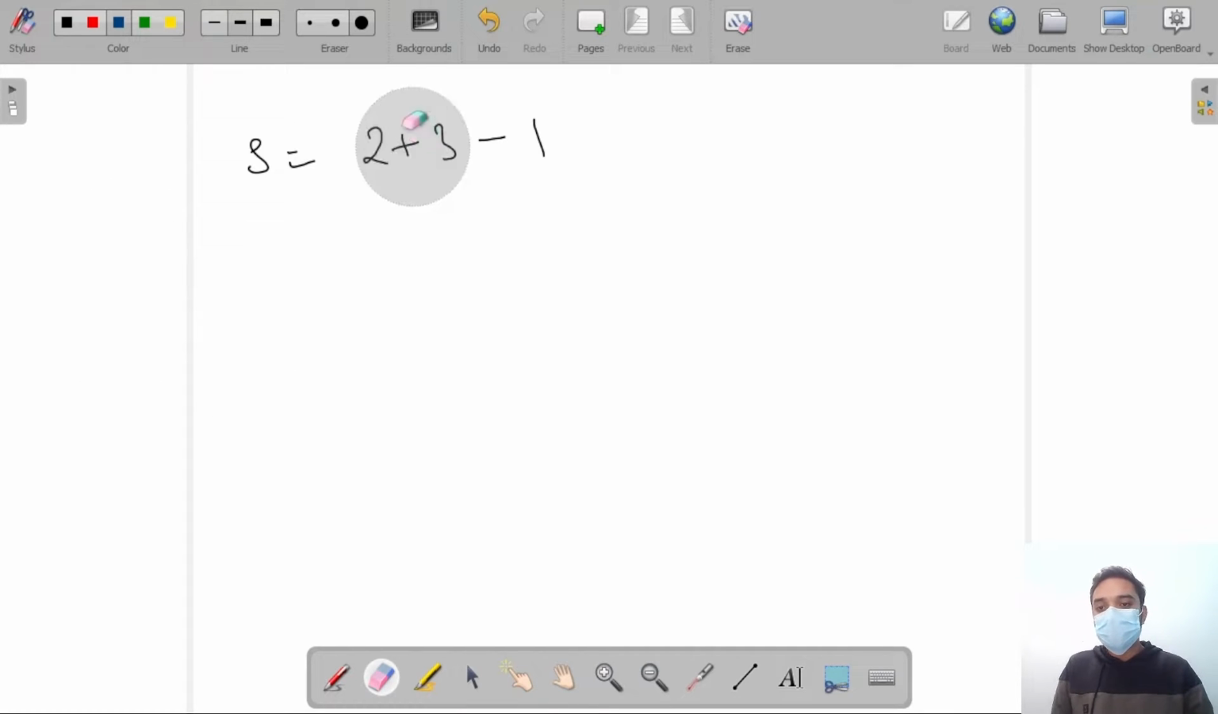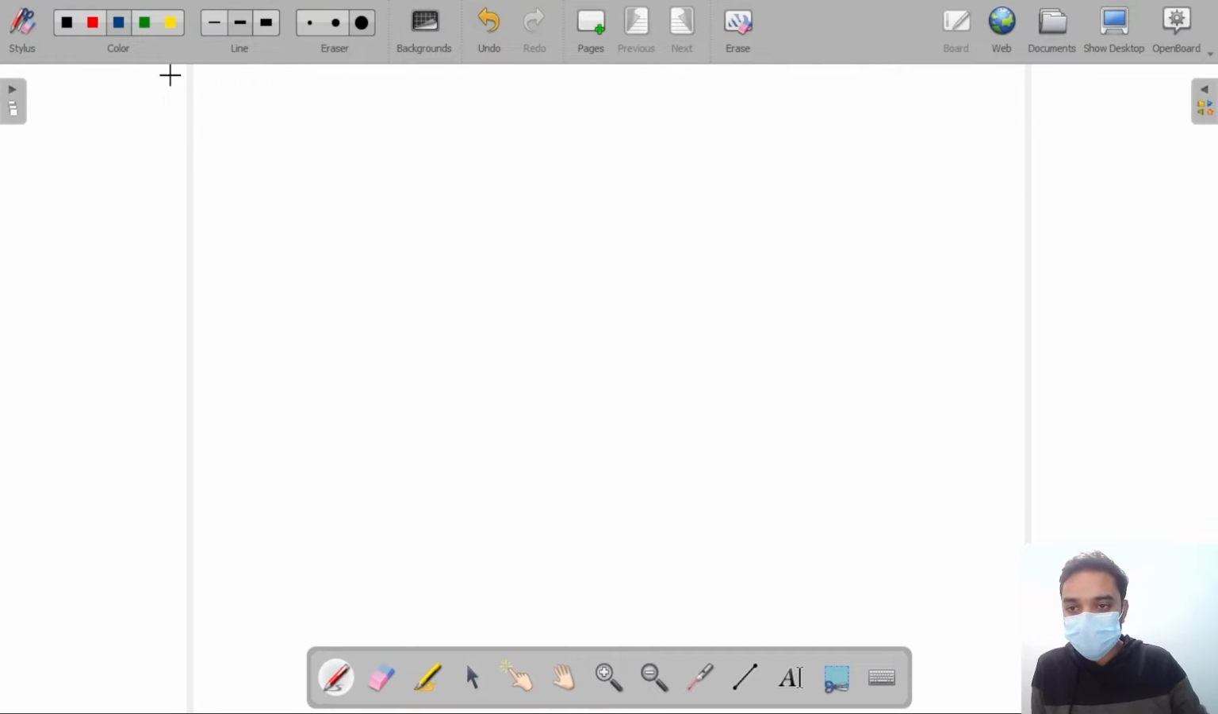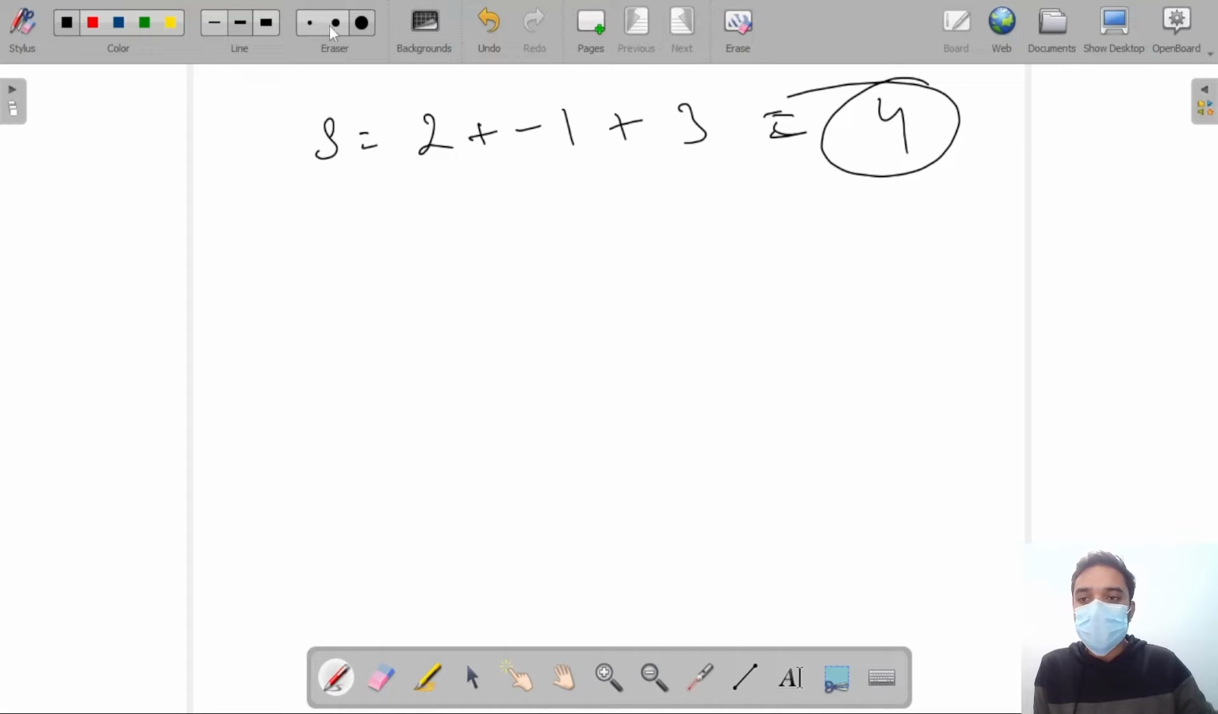One more thing: what if we get a string like this, s equals 2 plus minus 1 plus 3? The answer will be plus times minus gives minus, so 2 minus 1 equals 1, and 1 plus 3 equals 4. The answer will be 4. Let's see how we are going to do this.